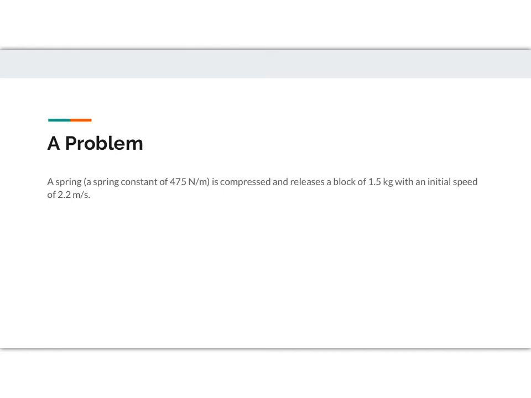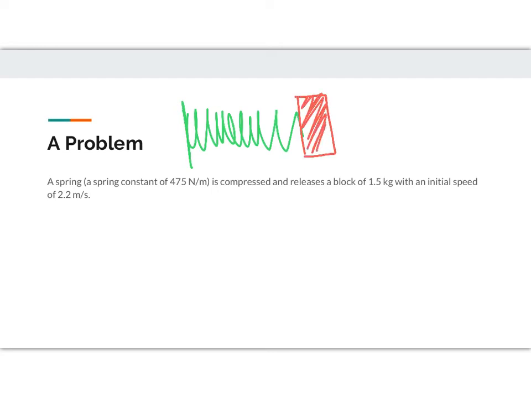Now let's look at a problem. So a spring with a spring constant of 475 newtons per meter is compressed and releases a block of 1.5 kilograms with initial speed of 2.2 meters per second. So let's look at this. So I have a spring, and then I have a block, okay? And for this problem, I am looking for delta x, or x. So remember, in the equation, it is x, but it's good to think about delta x. It's the amount that is being compressed, okay?